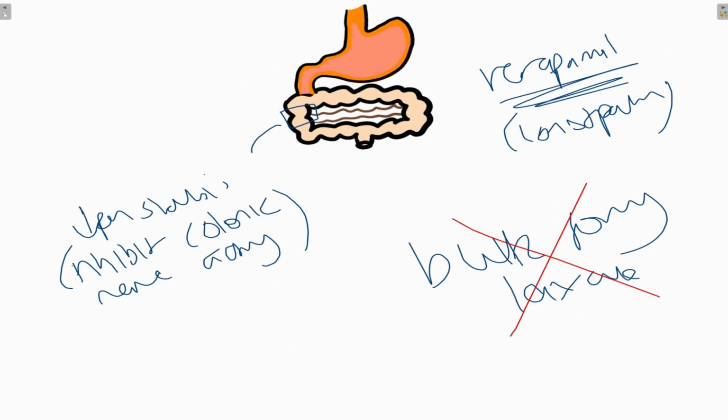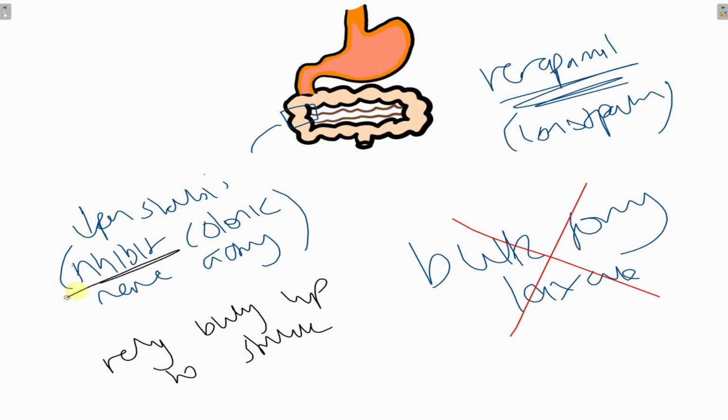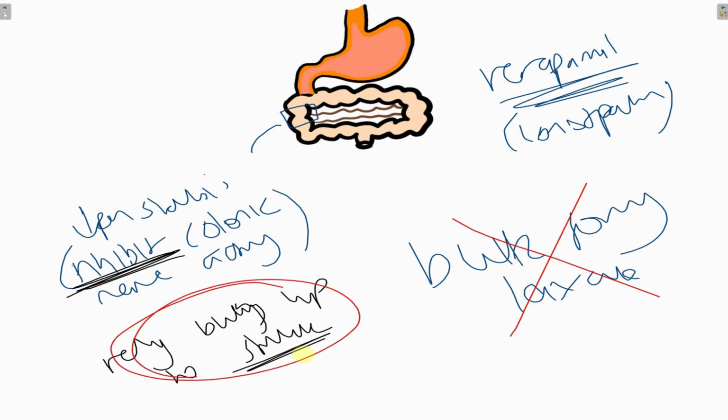Now, bulk forming laxatives rely on their ability to bulk up fecal matter. So they use their high fiber content to bulk up the fecal matter, and this bulking action is used to help stimulate the colonic nerves and cause peristalsis. So they rely on their bulking up to stimulate this nerve activity. Now, if you're inhibiting colonic nerve activity and you've got a laxative that relies on bulking up to stimulate this, what's going to happen? It's not going to go anywhere.